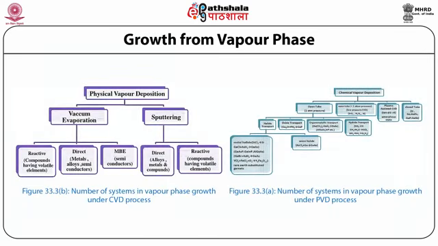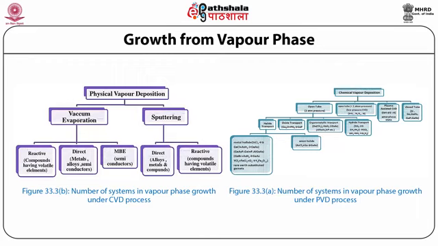Figure 33.3a shows number of systems in vapor phase growth under PVD process. For example, physical vapor deposition, that's PVD process, is bifurcated into two: vacuum evaporation and sputtering. In vacuum evaporation is included reactive, that is compounds having volatile elements. Second, direct evaporation means metals, alloys, semiconductors, and MBE, that is molecular beam epitaxy for semiconductors.